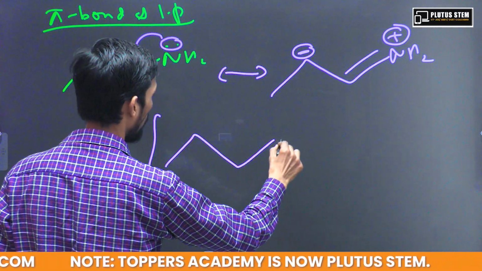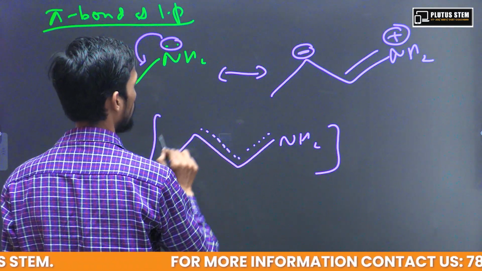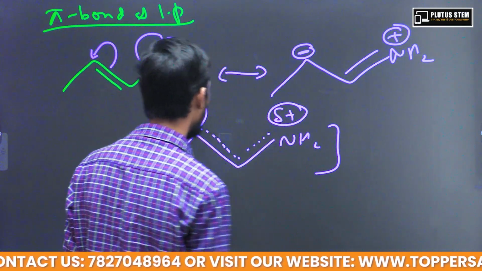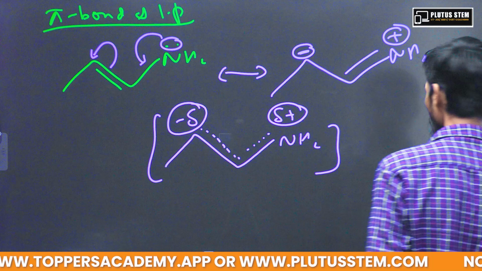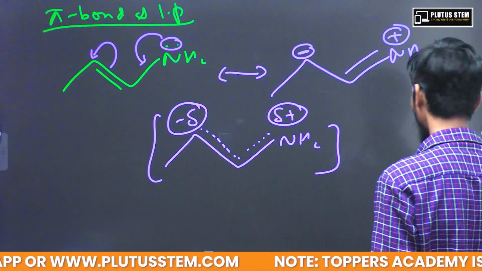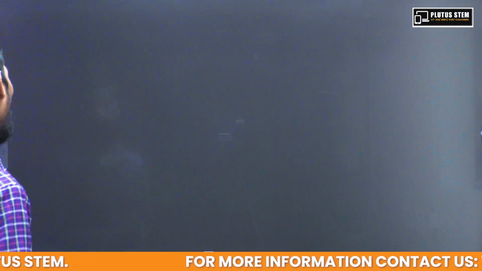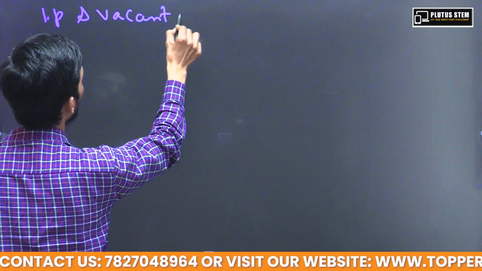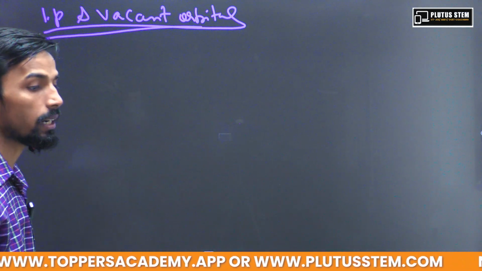If we are trying to draw the resonance hybrid, so this is NH2, and at this carbon we are having partial negative charge, and at this carbon we are having a partial positive charge. So this is the pi bond and lone pair. Lone pair and positive charge we have already covered. So lone pair and vacant d orbital. Lone pair and vacant orbital.